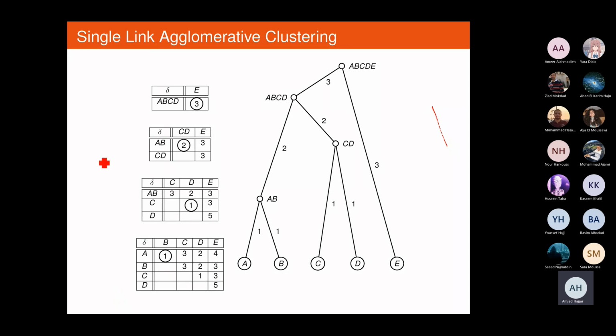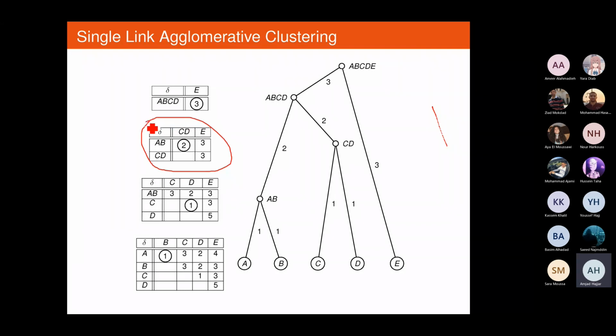وطلعت عندي بهالشكل the new table of distances. So here, obviously, 2, 3, and 3, I choose to group AB and CD, and I get my next level, ABCD and E. And this is the third step in my dendrogram.